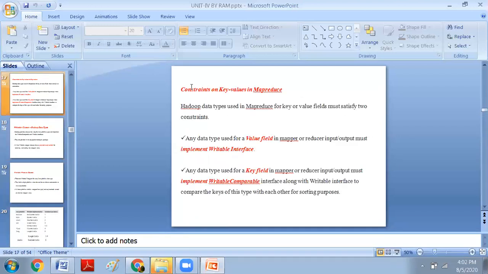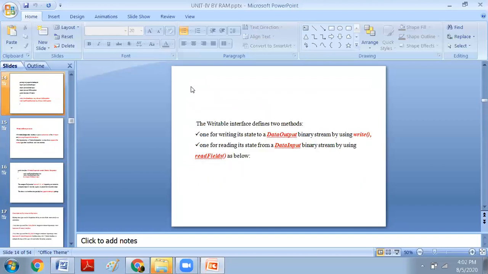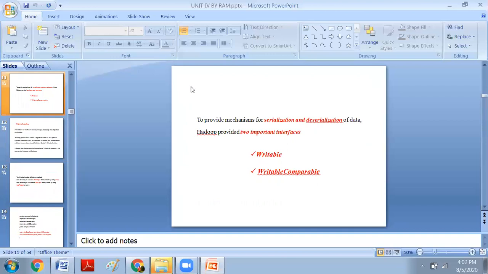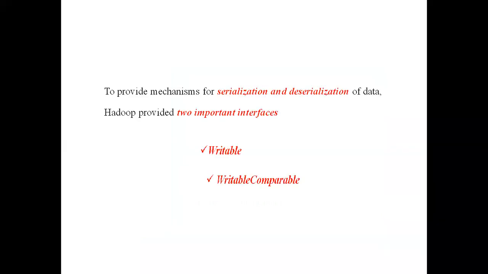we have to know the writable interface and the writable comparable interface. We have to know these two. What is the use of writable and writable comparable? The writable interface is mainly for performing serialization and deserialization. Instead of following the Java serialization and deserialization, by using writable we can perform Hadoop serialization and deserialization, which is faster and more flexible, and generates less data when we compare with Java serialization. Hadoop serialization using the writable interface will generate less data.